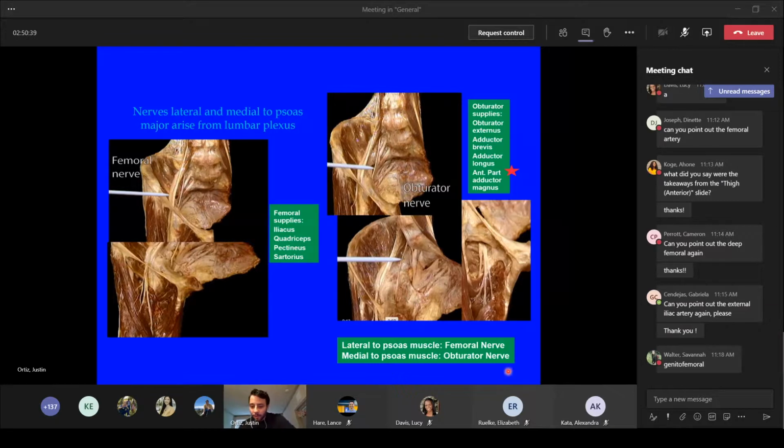Okay, and I put a little note here again for you to remember. Lateral to psoas major will be femoral nerve. Medial to psoas major will be obturator nerve. And superior, I should have added that, but superior to psoas major will be genital femoral nerve.